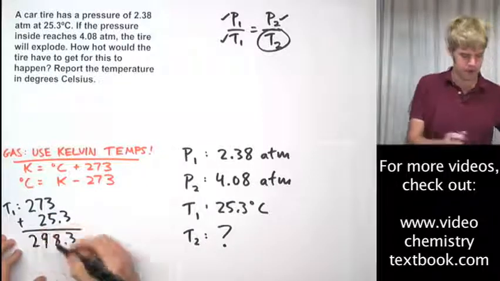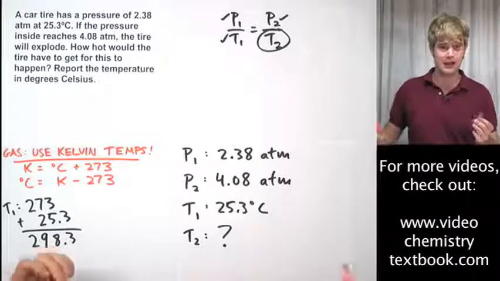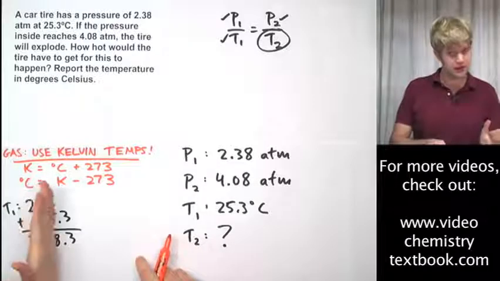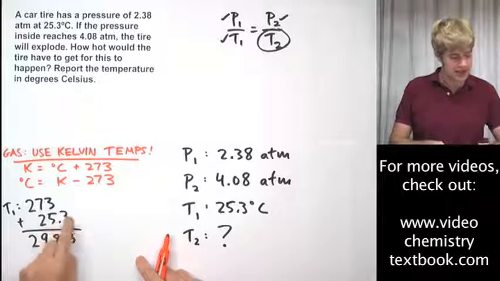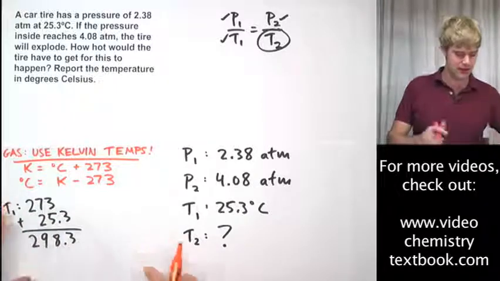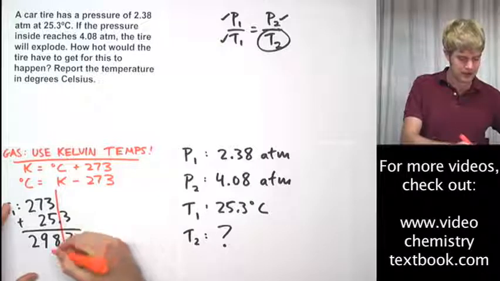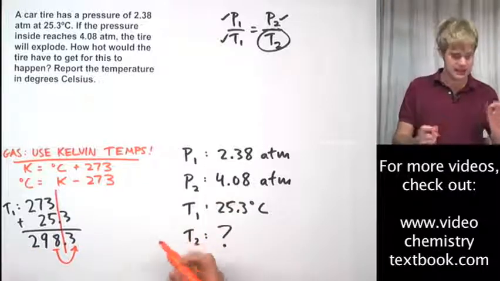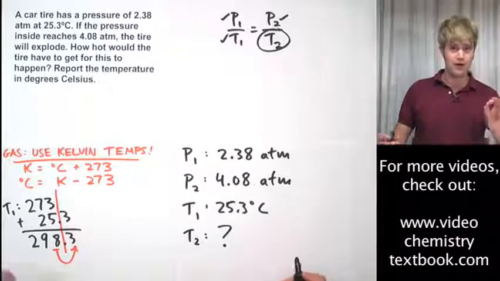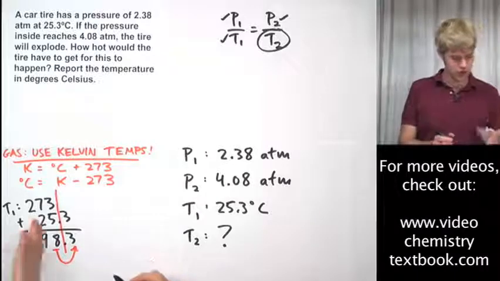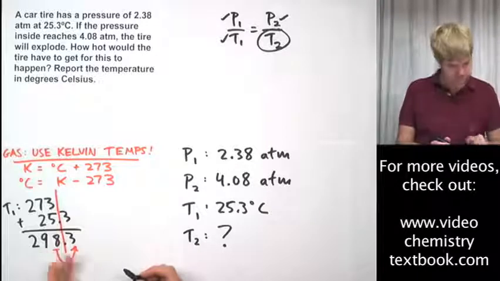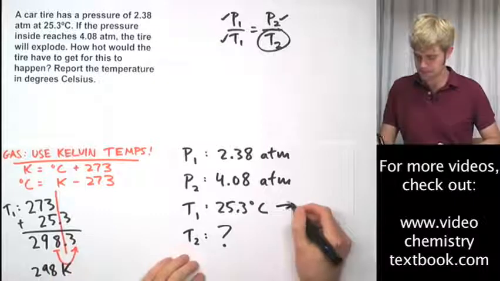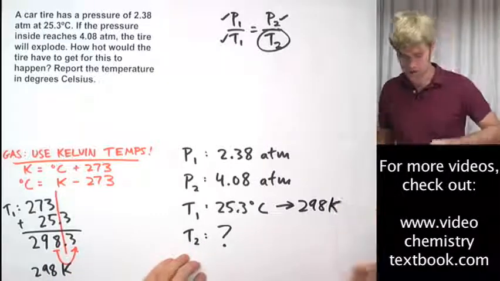Now, remember the rules about adding and subtracting with significant figures. We look at which of the numbers has the fewest decimal places. This has 1 decimal place. 273 doesn't have any. So I'm going to draw a line down here and round to this digit. I look over here to the 3, so the 8 stays the same. But remember, we have to round using the addition and subtraction significant figures rule. So 298.3, cut it off here, turns into just 298 Kelvin. And that is what I'm going to use for T1.